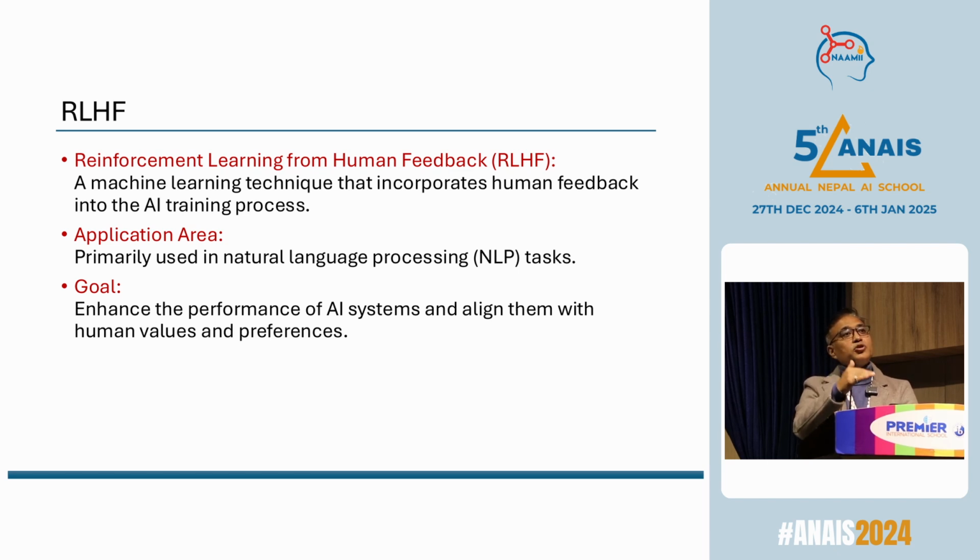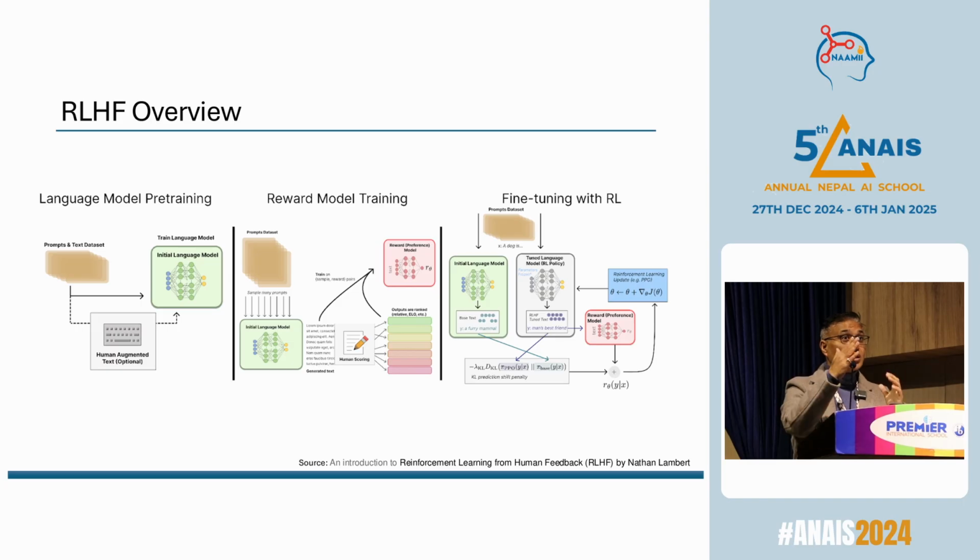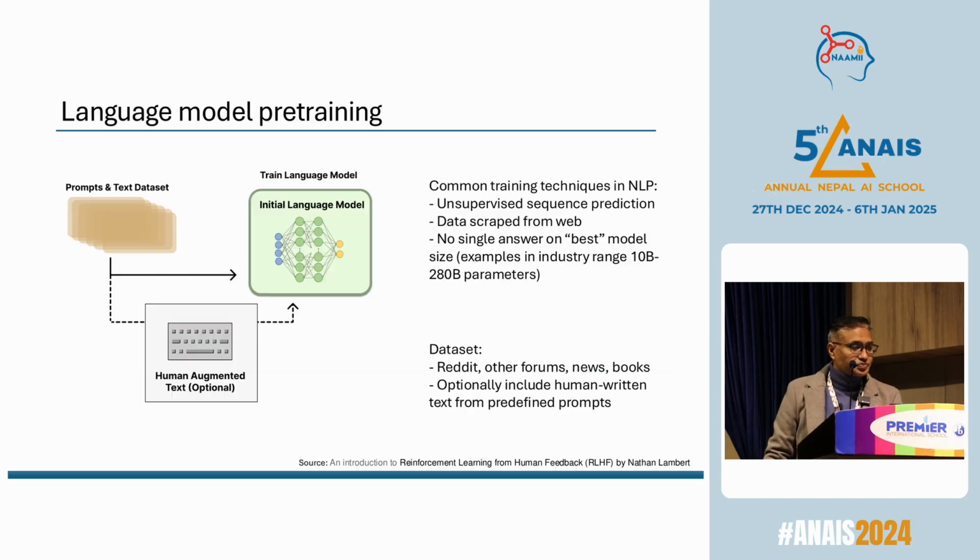But what is reinforcement learning from human feedback? How does an LLM use it? It has three stages. The first one is called language model pre-training. The other one is called reward model training, and this is actually the heart of the RLHF system. The reward model is the heart of RLHF. And finally, fine-tuning with RL. Now let me briefly go into each step, right?